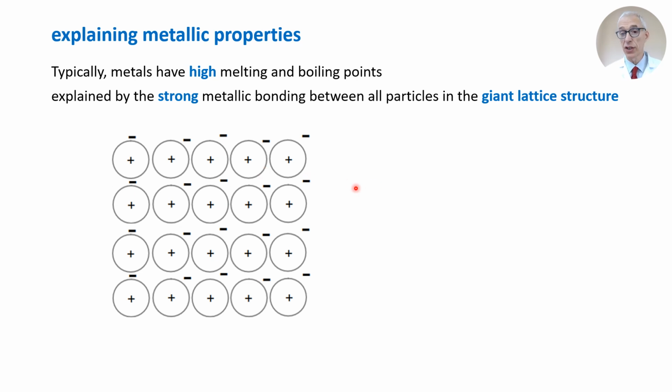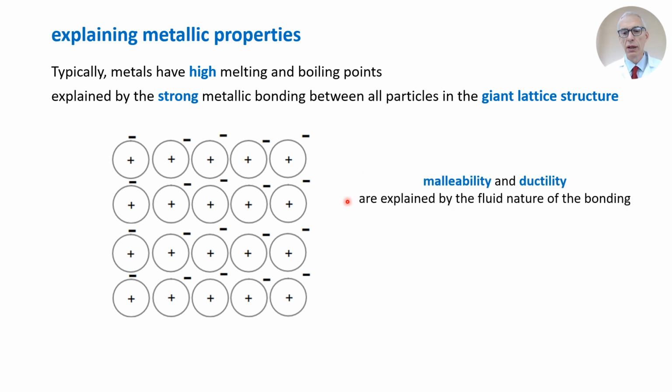Another property we discussed was ductility and malleability. The explanation for the ability to change shape or to be pulled into a wire is based around the fluid nature of metallic bonding. Could you formulate a sentence or statement which explains clearly why metals can change shape or be pulled into wires? Pause, come back to correct or check your answer when you are ready.